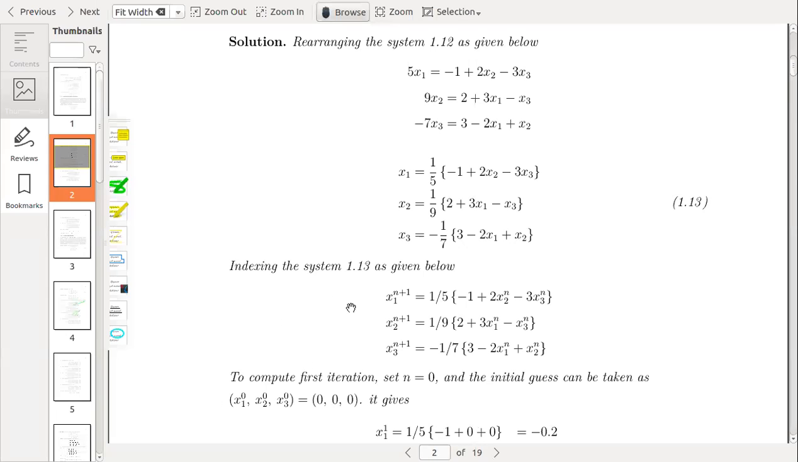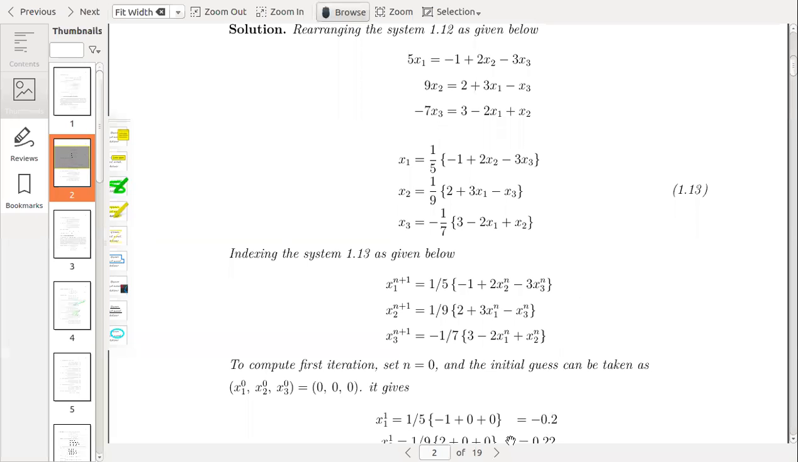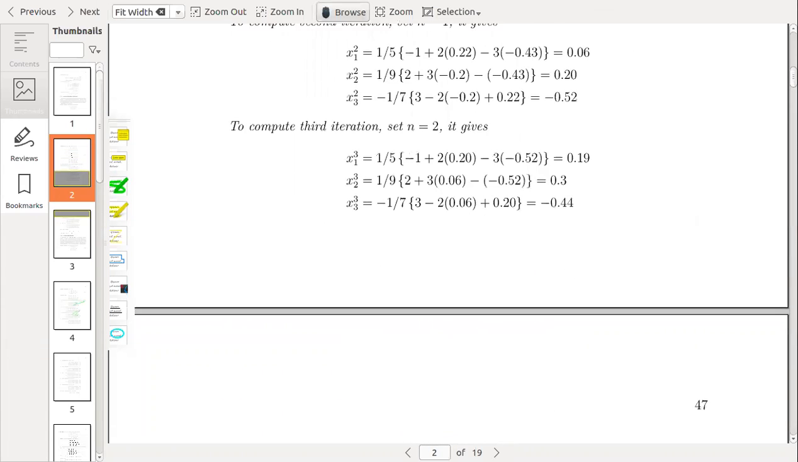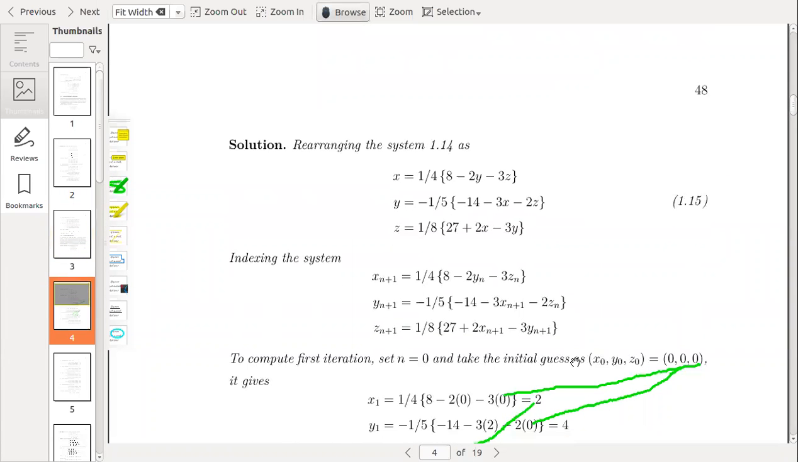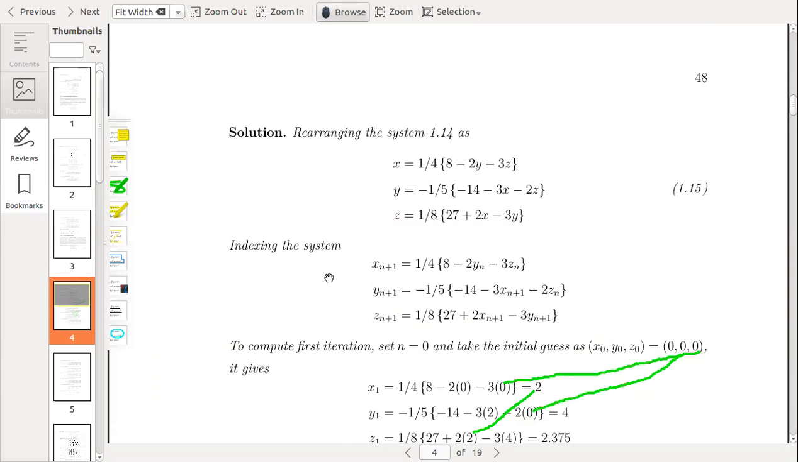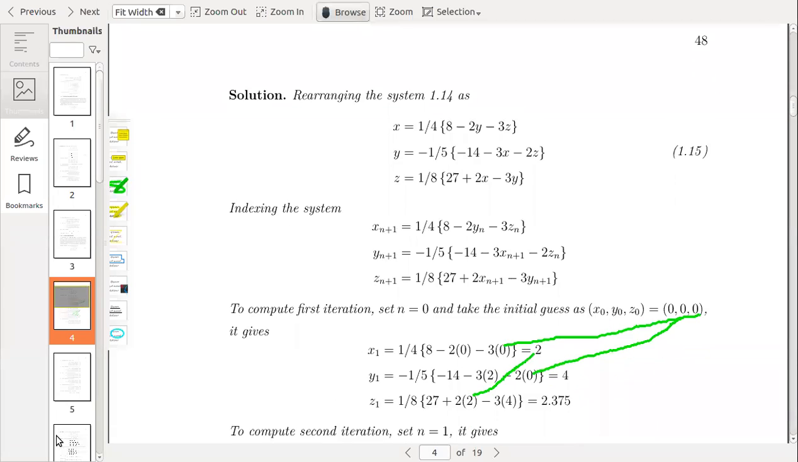Jacobi uses parallel computation, and Gauss-Seidel uses sequential computation, because Gauss-Seidel computes the equations one by one. First, it computes the first equation, then uses this value in the second one. But Jacobi doesn't use this value in the second one. Jacobi uses this value in the next iteration, and Gauss-Seidel uses this value in the same iteration. So that is the difference.